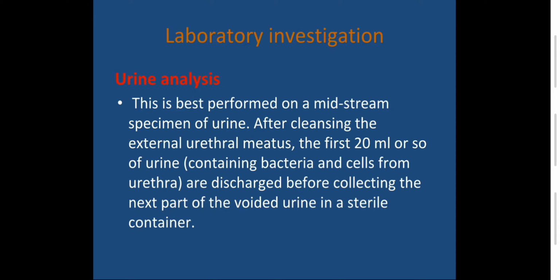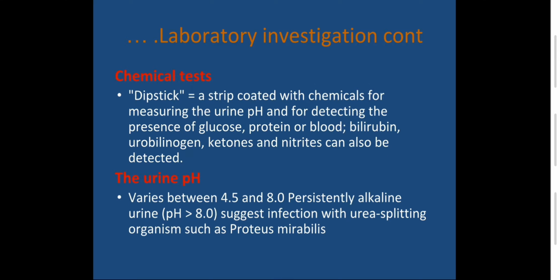This is done by taking a midstream urine sample. The first few cc of the urine are discarded because they contain bacteria and cells from the urethra, and to avoid contamination of the urine sample, we discard the first part. Then we take the second part of the urine in a clean container and continue voiding. This urine sample is subjected to physical examination, chemical examination, and microscopic examination.